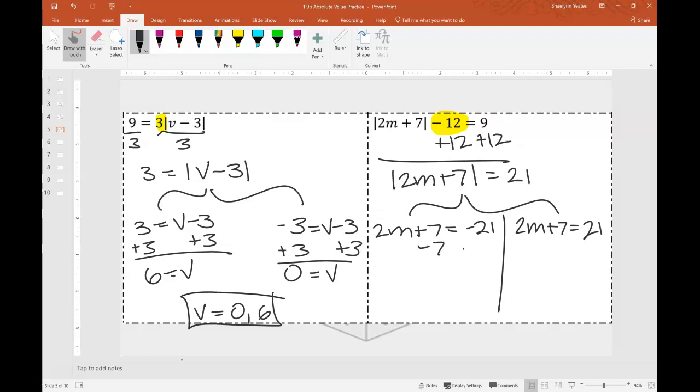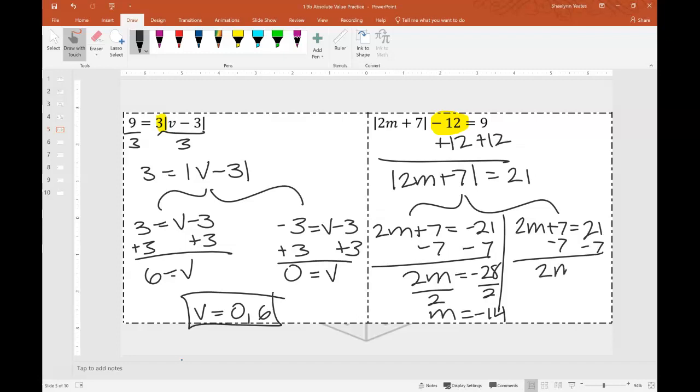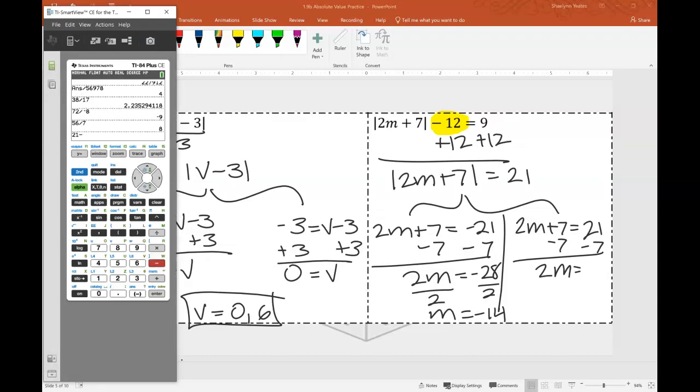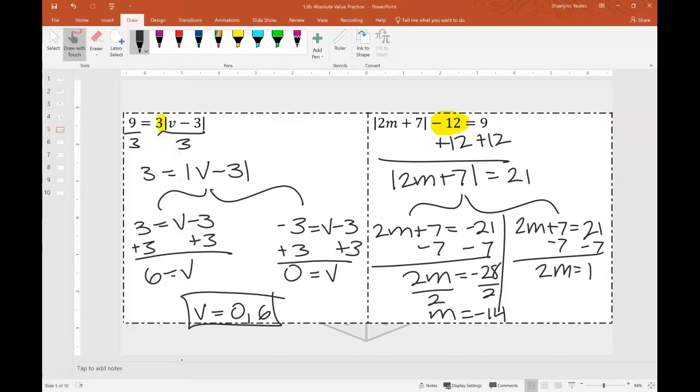From here, on the left side, I'm going to subtract 7 on both sides. And I get 2m equals negative 28. Then I divide both sides by 2, and I find out m equals negative 14. On the right side, I subtract 7 from both sides, and I get 2m equals 14. And I divide both sides by 2, and I end up with m equals 7. So my two solutions are negative 14 and 7. Notice that these are two completely different numbers.